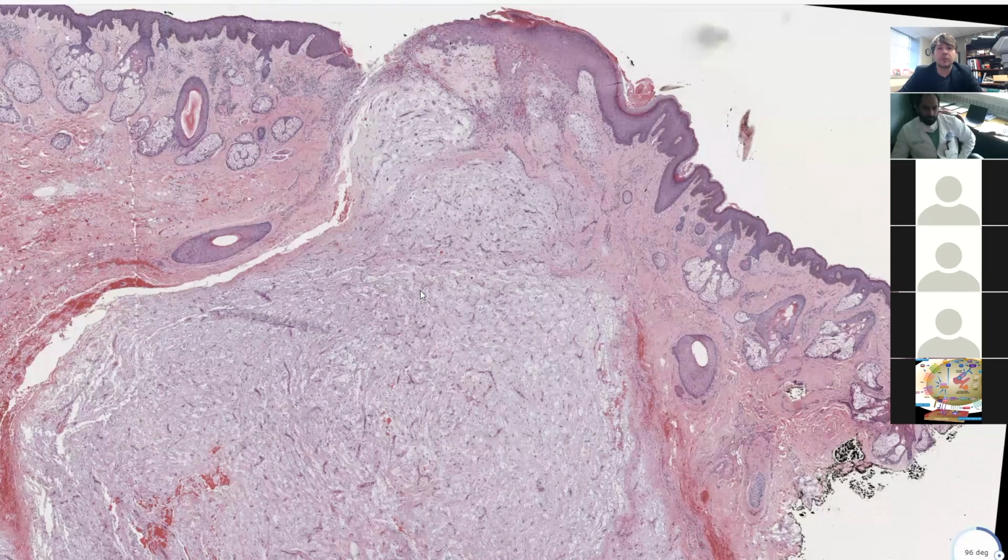But in the skin, there are 3 particular sites that when you see a myxoma in those sites, you should start thinking about Carney.